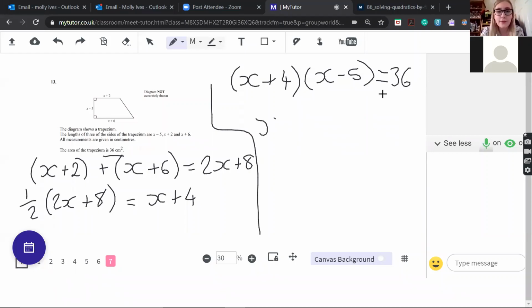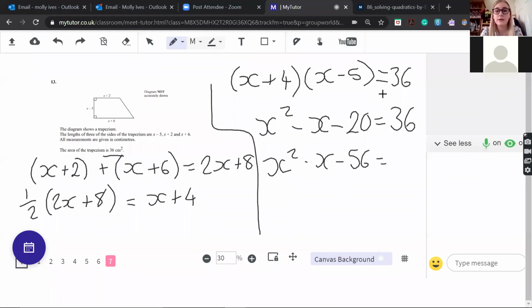So using our FOIL method, we get x squared plus 4x minus 5x, which is minus x, minus 20, that's a 4 times minus 5, careful with the sneaky minus, equals 36. Then we're going to take that 36 over to the other side, so subtract it. So we get x squared minus x minus 56 equals 0. And now we factorize this. Because it's a minus, we know it's going to be a plus and a minus. Luckily, we now only have a coefficient of 1, so we don't have to worry about that.